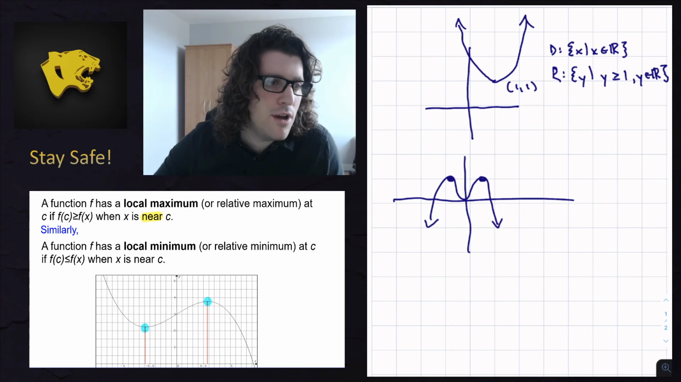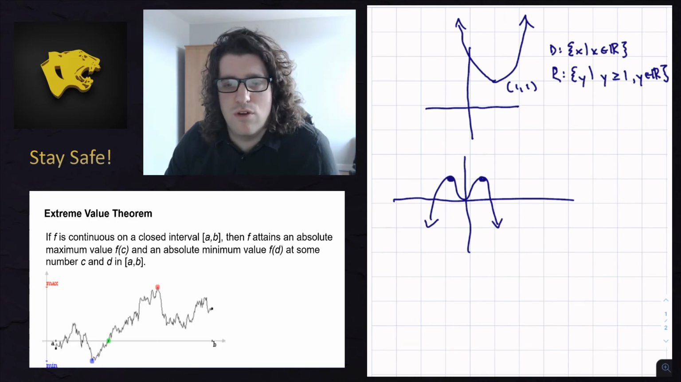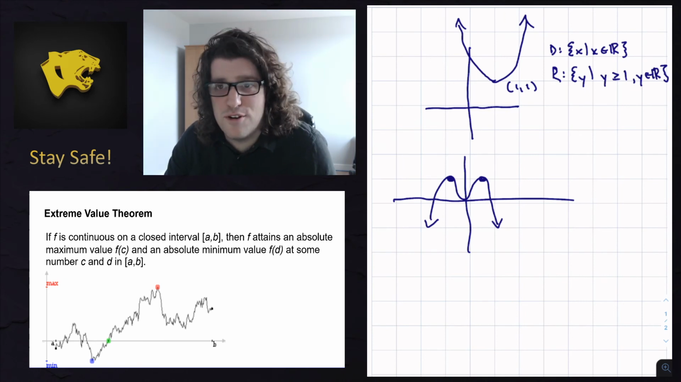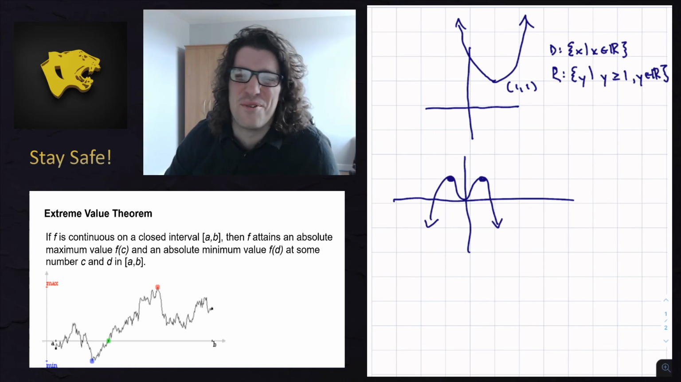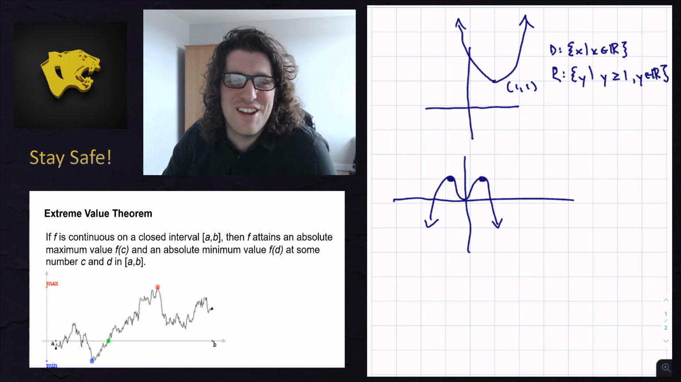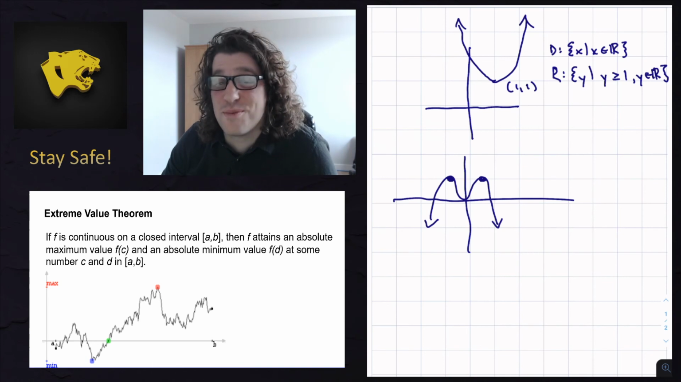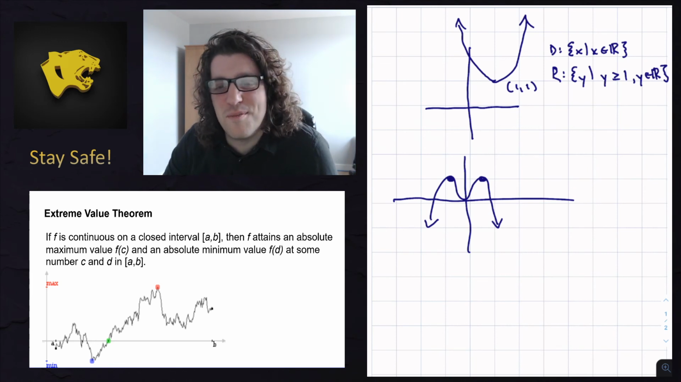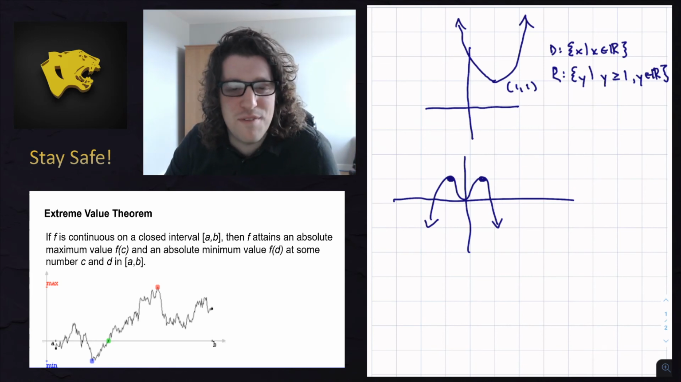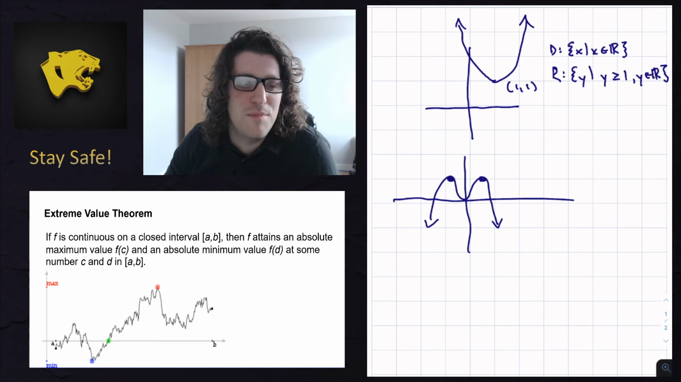All right, so how does this all relate to some other stuff? Well, first, before we get into that, the extreme value theorem. This is kind of the worst. Well, it's not the worst. It's actually really, really simple, but it's not simple to prove, and we're not going to do it. It's also an awkward thing to talk about. So if f is continuous on a closed interval from a to b, then f attains an absolute maximum value and an absolute minimum value at some numbers c and d in a to b.